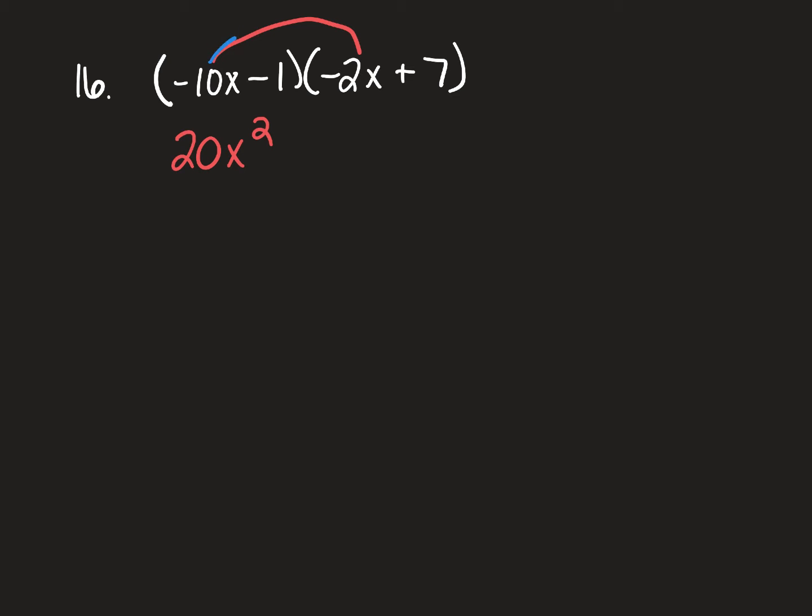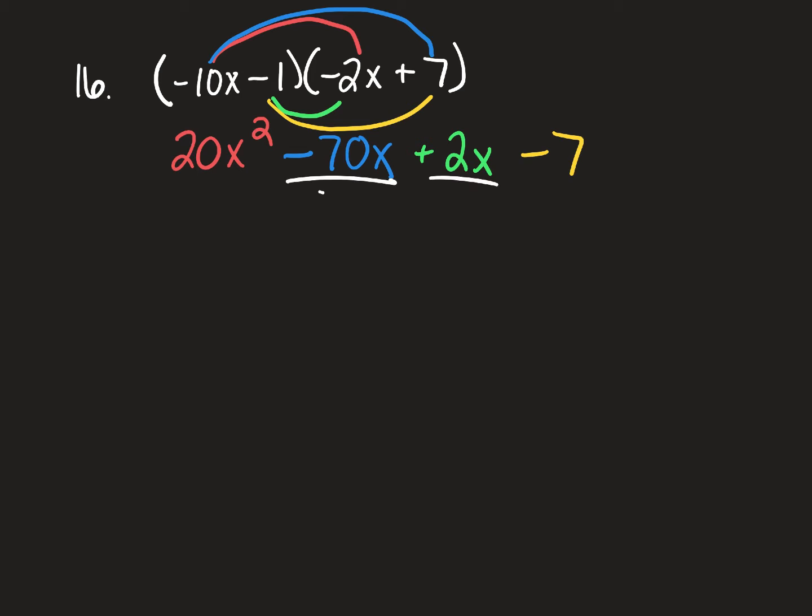Then we do our outside. So negative 10x times 7 is negative 70x. Inside, negative 1 times negative 2 is a positive 2x. And then negative 1 times 7 is negative 7. So then we combine these two. So negative 70 plus 2 becomes a negative 68. And then you just bring that stuff down. So 20x squared minus 68x minus 7.